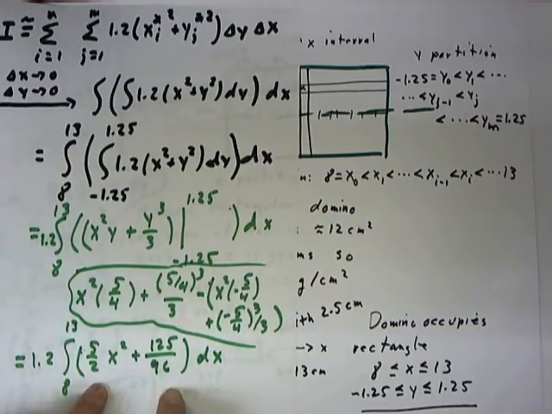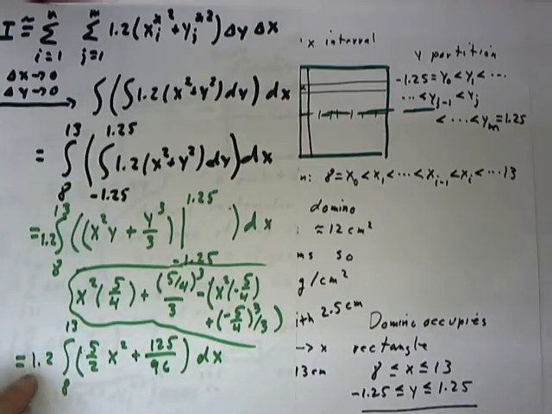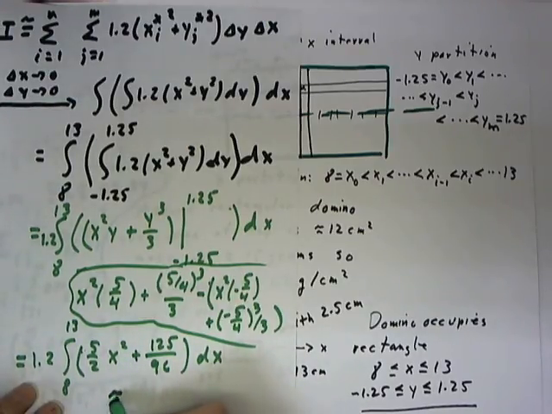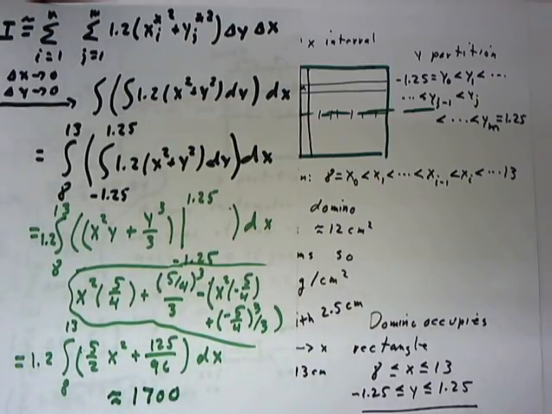Finding an antiderivative, which is going to be what? 5/6 x cubed plus 125 over 96 x. We then plug in x equals 8, x equals 13, find the change in our antiderivative, and multiply that by 1.2. I'm not going to bother doing that arithmetic on screen. Evaluating that integral, we're going to end up with something around 1700. I think around 1690 something.